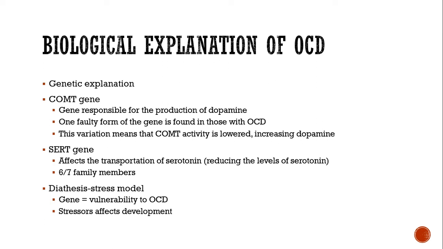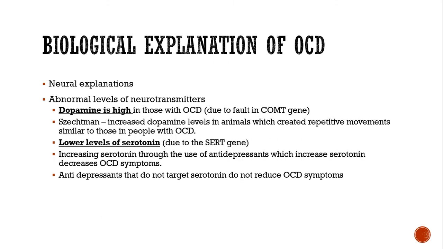Okay, so there are the genetic reasons, and then we look at the neural explanations, and the key one is the abnormal levels of neurotransmitter, which of course links back to the genes. So we've got high levels of dopamine in those with OCD, and that could be due to a fault in the COMT gene, which we've looked at, so the activity in the COMT gene is reduced, increasing dopamine. And there was a piece of research that found increased dopamine levels in animals created repetitive movements similar to those with OCD. So those same obsessive behaviours in OCD were seen in animals when animals' levels of dopamine increased.